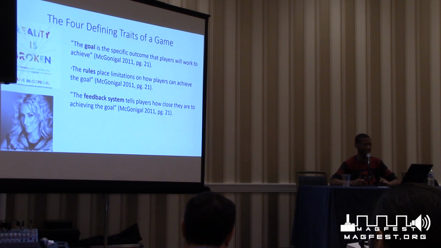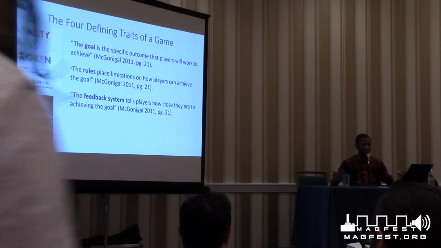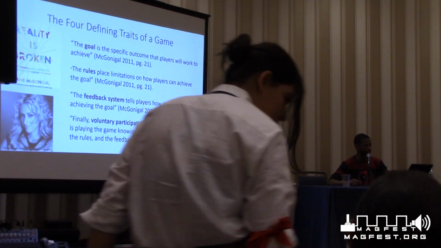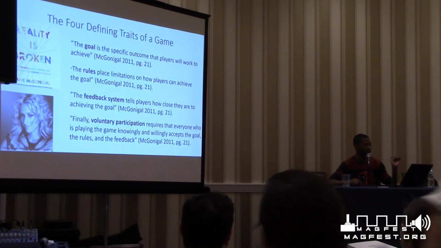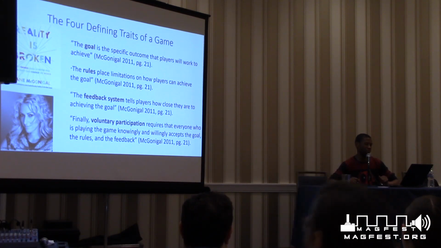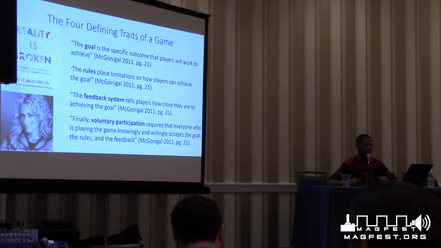The feedback system tells players how close they are to achieving the goal. So if you use a GPS or something like that in order to get here, then that GPS is signifying to you how close you are getting to here. Does that make sense so far? And then lastly, they state, finally, voluntary participation requires that everyone who is playing the game knowingly and willingly accepts the goal, rules, and the feedback.